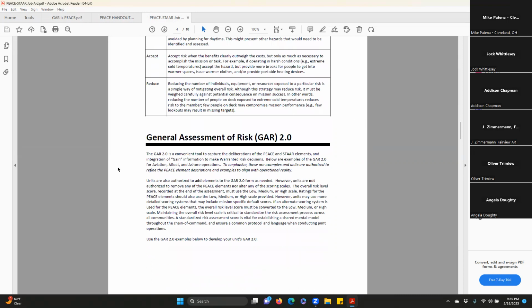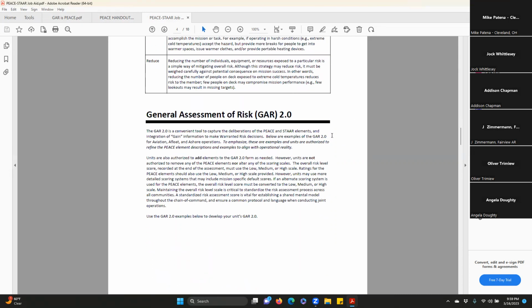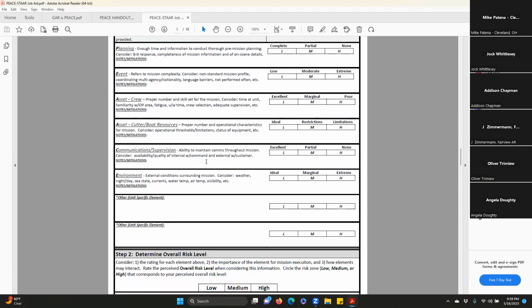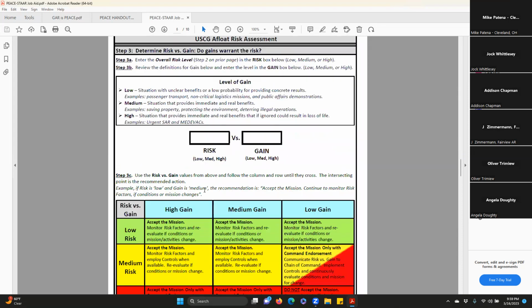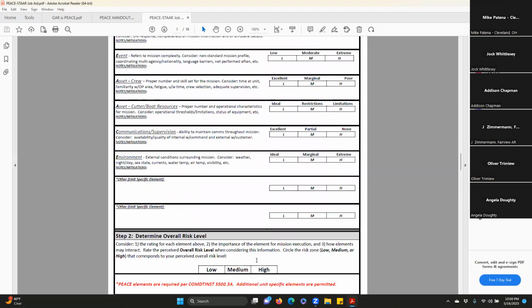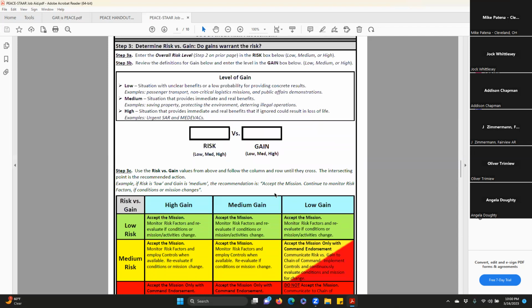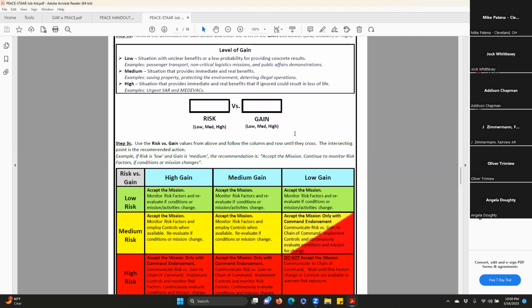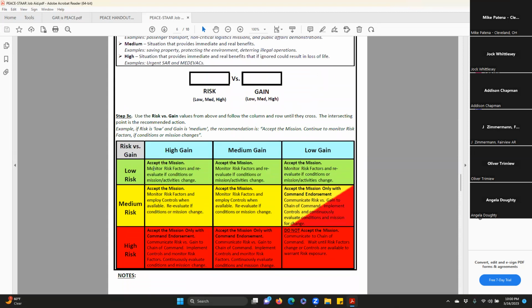And then it goes into the GAR 2.0, which is when you put them all together. It's the same stuff here, but again, no more numbers. They made it easy for people like me who don't math very well. And it's just low, medium, high. And then as you go through these things and you're talking, you pick which one you think the mission's going to be down here. Figure out, okay, what's the level of gain that we're going to get for the level of risk we have? And it shows you down here whether it's an acceptable mission.